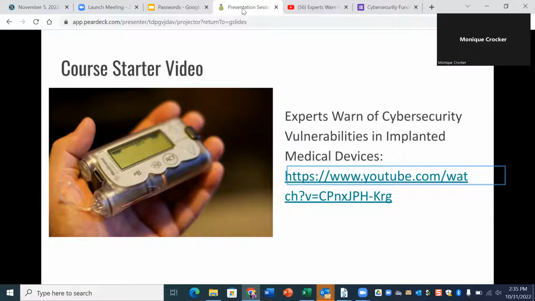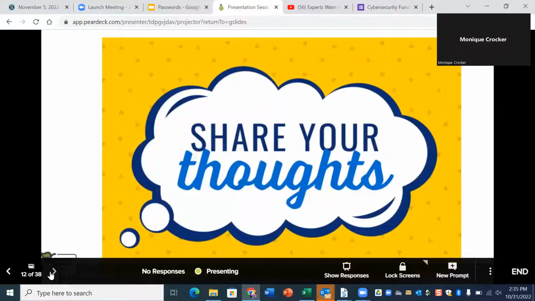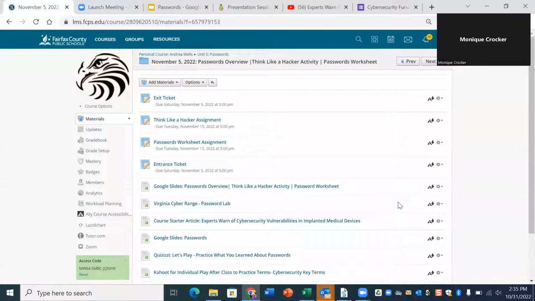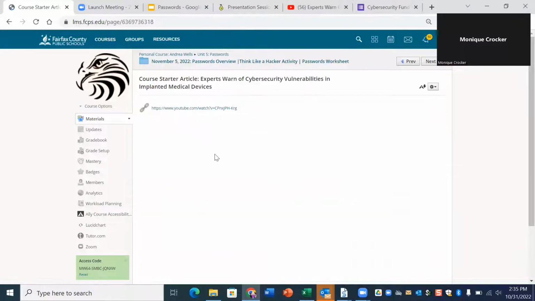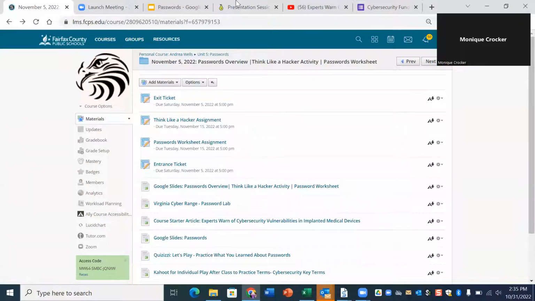Instead of going beyond the material that changes with cybersecurity, this gets to the things that are in the news, things that are hot. So we would go over the article. We have a video that accompanies it, which explains it to them, and we would have them share their thoughts. I would also remind them that if they want to learn more about this, I have a course starter article right here for them. It has the article and a YouTube video. So if for some reason a student wasn't here in class, they could easily catch up and know exactly what we did that day.